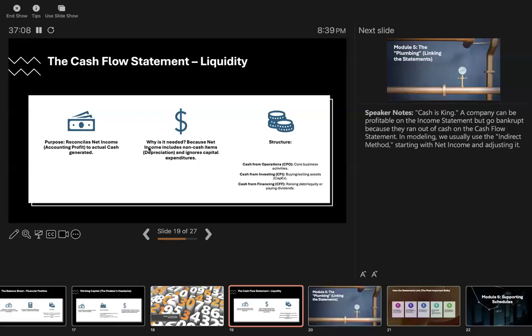So the purpose here is to reconcile net income, accounting profit, to actual cash generated. Why is it needed? Because net income includes non-cash items such as depreciation, and this is why we will be adding them back. Once we start doing the modeling, you'll be able to see that. So the structure of the cash flow statement: you have cash from operations, which is basically the core business activities, and you have cash from investing and cash from financing activities.